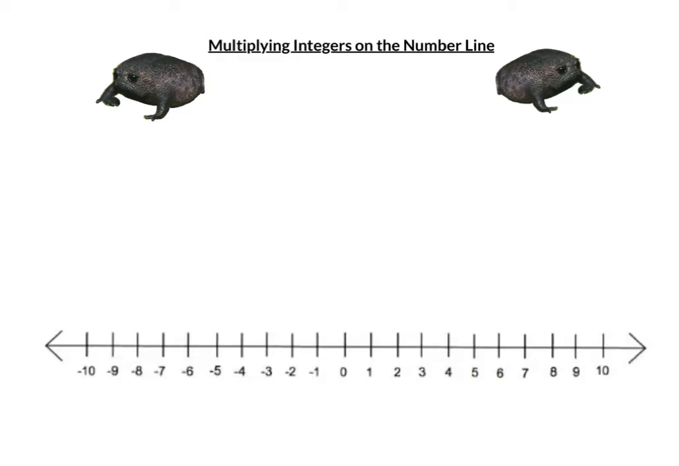I'm going to start with what happens when we have a positive integer multiplied by another positive integer. And to help us out in this multiplication, we have the help of two adorable African rain frogs, one of my very favorite animals. All right, I'm going to start with a pretty simple one. Let's look at a positive 4 times a positive 2. Now you might know just from looking at that what that equals, but let's talk about how we can model this on a number line.